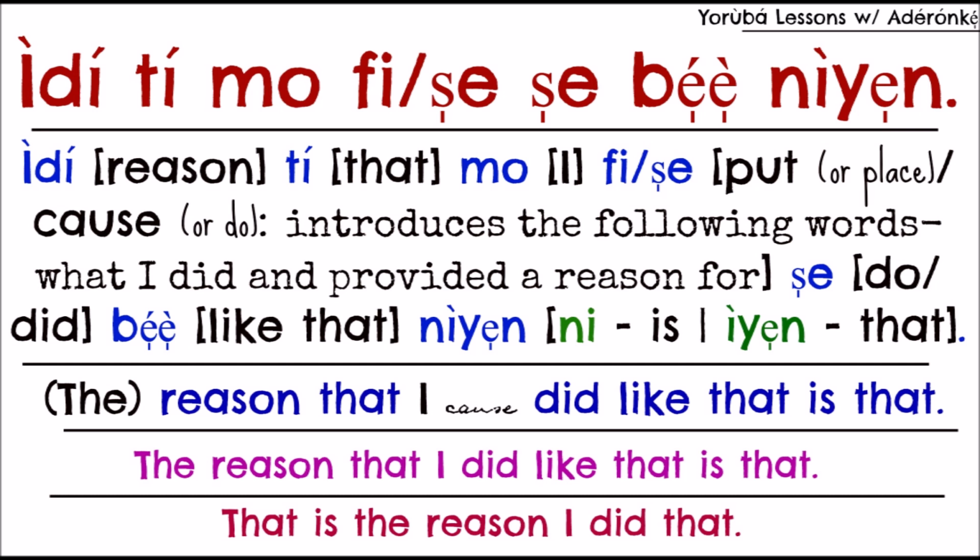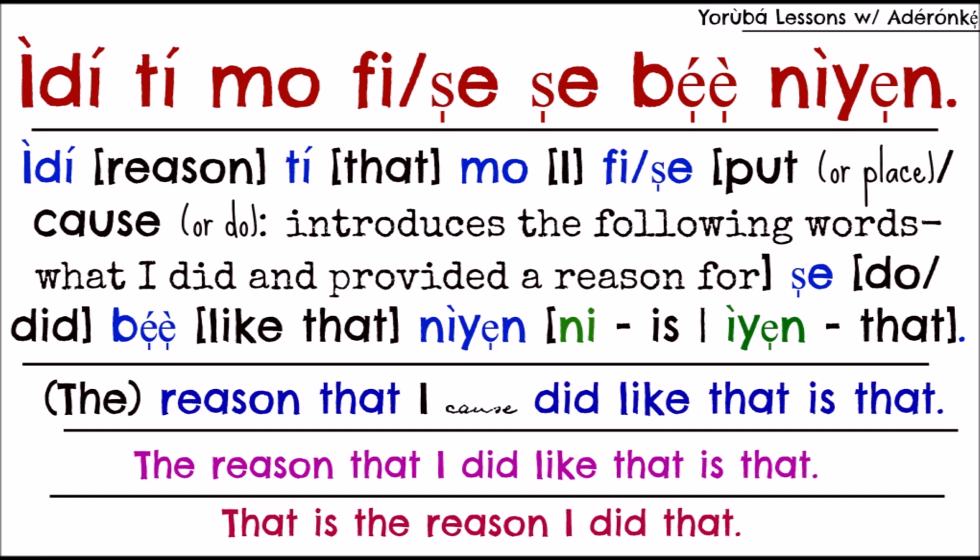For some, you may particularly find it interesting to pay attention to the terms as I read. Tí, that. Mo, I. Fi or she. Fi could be put, it could be place, something, somewhere. It could be use. Fi is another homonym that I will address. Even she is another homonym. We have several homonyms. They're just words that mean one or two things. She is do. It could even be to cause, depending on the context. It's pretty interesting. But the purpose of fi or she here is to introduce the following words.